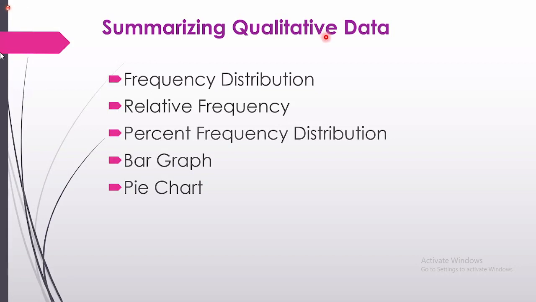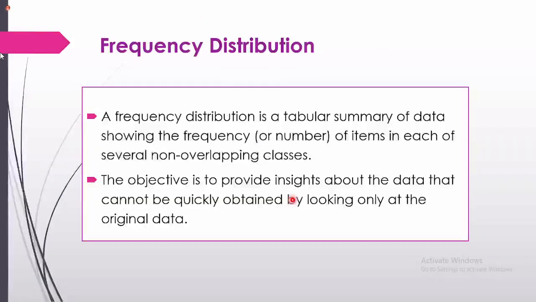So to organize the qualitative data, the following things we can use: the frequency distribution, or relative frequency distribution, or percent frequency distribution. Then these distributions we can represent by the bar chart or pie chart. These are the main commonly used tables and graphical methods to summarize the qualitative data. Right. First, we look at what is a frequency distribution.